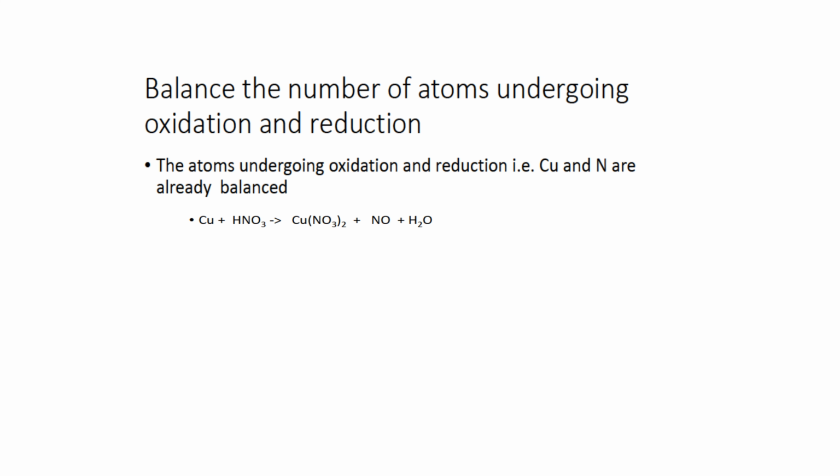So let us look at the next step, which talks about balancing the number of atoms which have undergone oxidation and reduction. We know that copper has undergone oxidation, so as you can see there is one copper atom on this side, one copper atom on this side. Nitrogen in nitric acid has undergone reduction from +5 to +2, so that is also balanced as there is one nitrogen in nitric acid and one nitrogen in nitric oxide. So this step has been completed. As it is mentioned here, the atoms undergoing oxidation and reduction are already balanced.